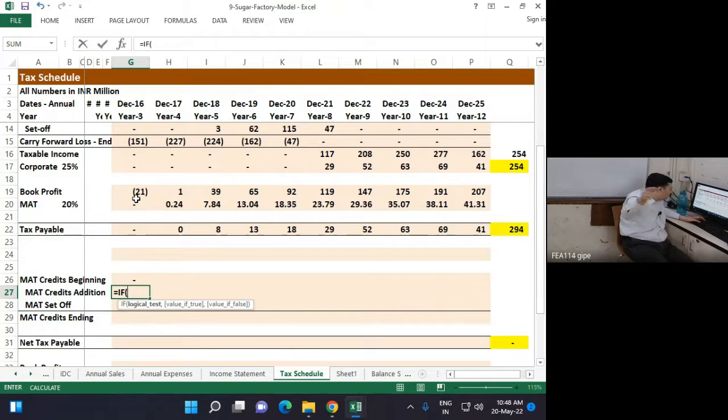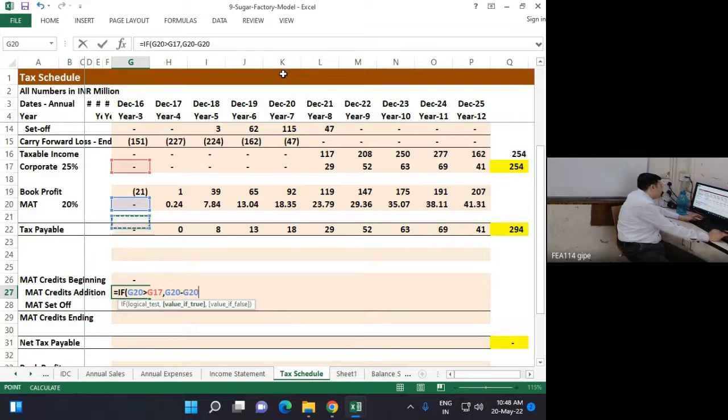Q31 में कितना? Yellow cell. So MAT credit will be added if in a given year MAT is more than corporate tax. How many credits will I get? MAT minus corporate tax. The excess that I am paying is to be considered like an advance with the IT. I'm just doing the formula for credit addition.